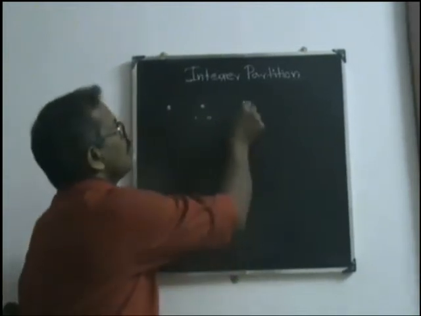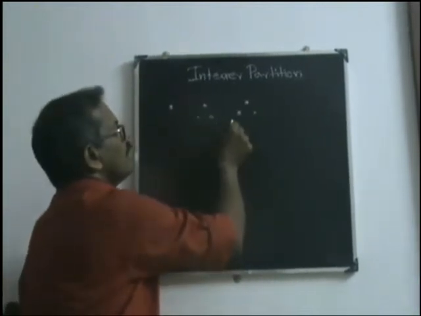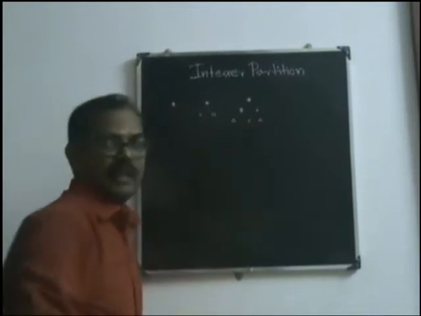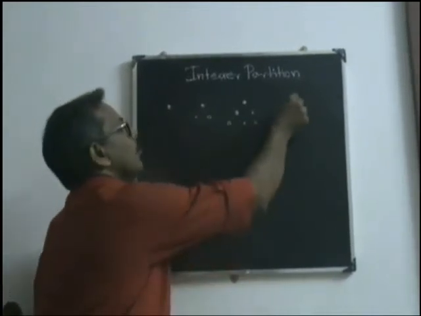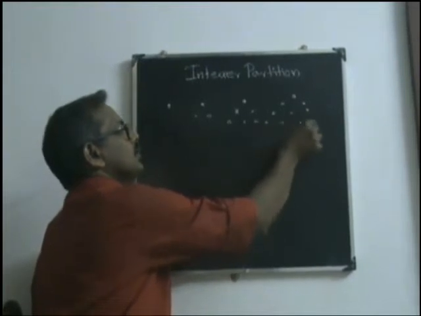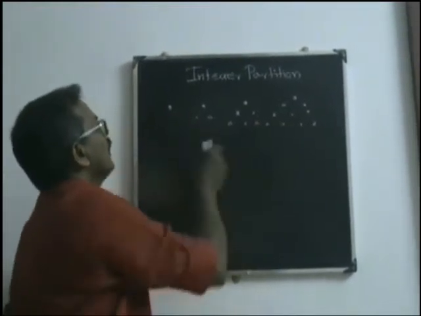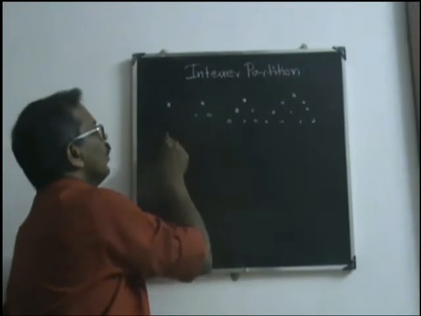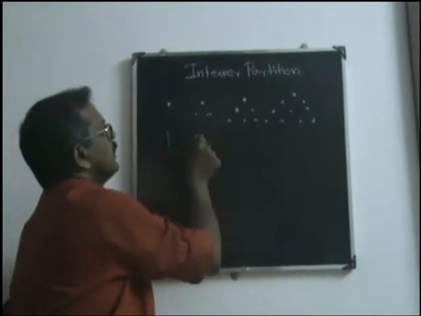Then what can we do? One dot, then two dots, then in the third row three dots. Similarly, one dot, two dots, three dots, and in the fourth row four dots. Now what happens? How many dots are here? One dot. Here how many dots? Three dots, 1 plus 2.